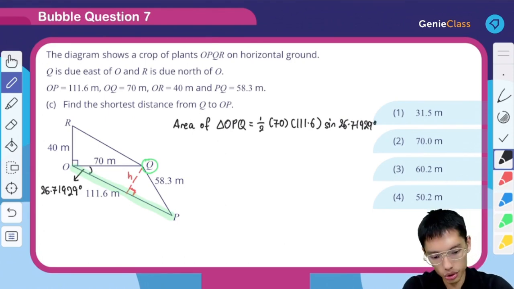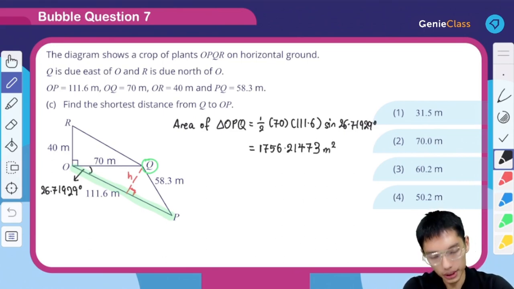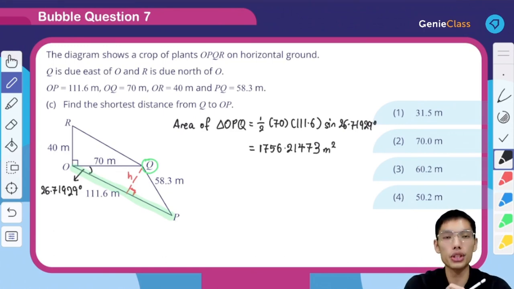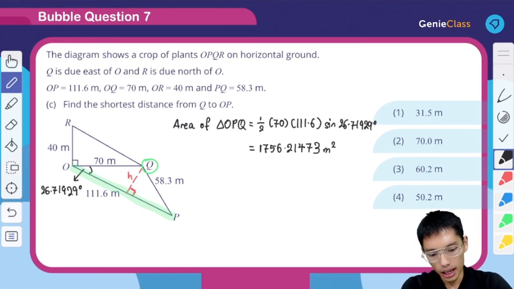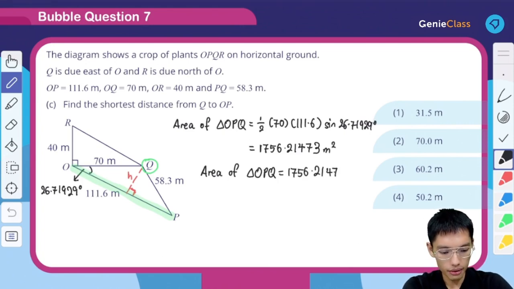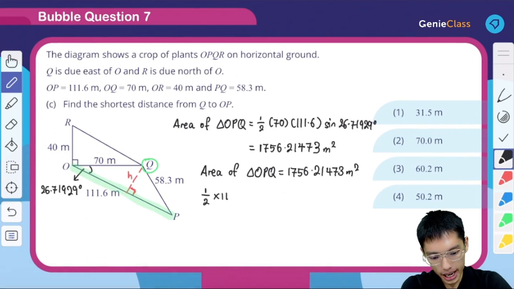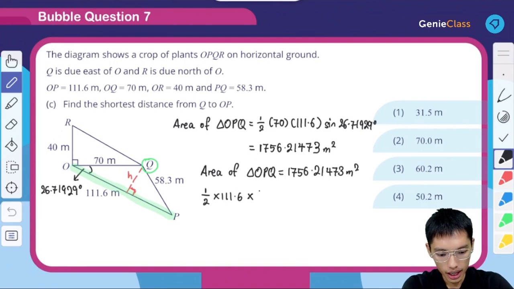Okay, this is then equals to, type in your calculator, 1756.21473. Okay, from there, remember your meter squared. From that, therefore, what is another variation? We know also that the area of this triangle, since it is equal to my value above, 1756.21473 meter square, is also equals to half times my base times height, which is h. H over here.